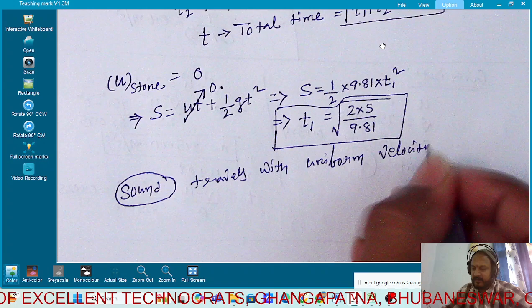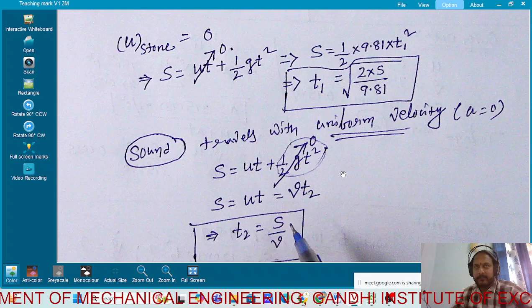So there you are not accelerating. When you are accelerating, velocity will increase. So uniform motion means acceleration is 0. That is why this part has become 0, half at square. Understood? So S is equal to ut. U is nothing but the velocity of the sound, that is V I have taken in the given data. So T2 is equal to S by V.